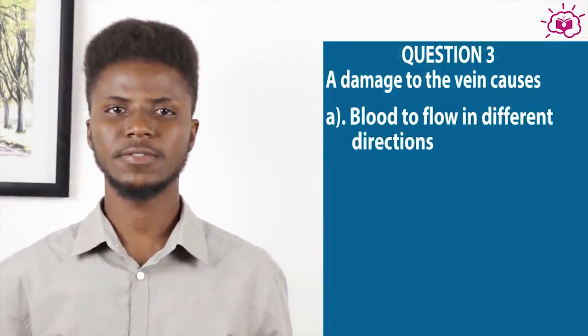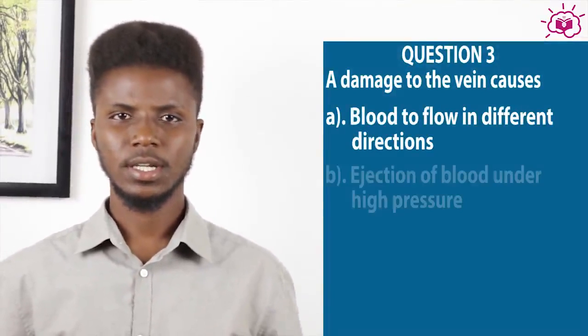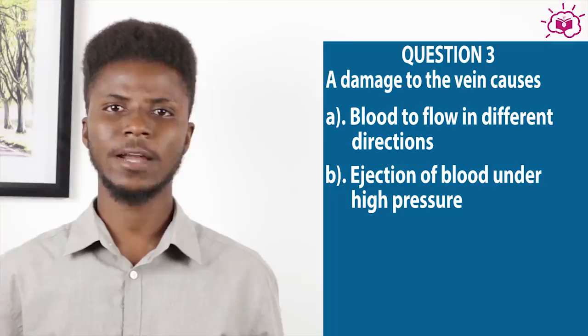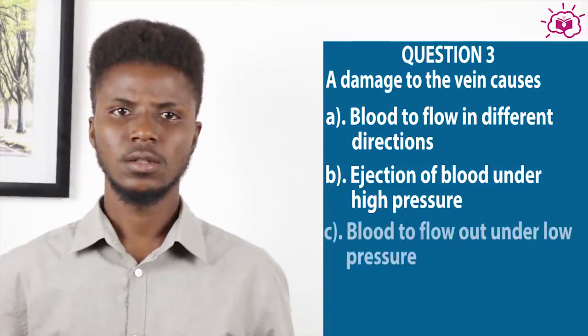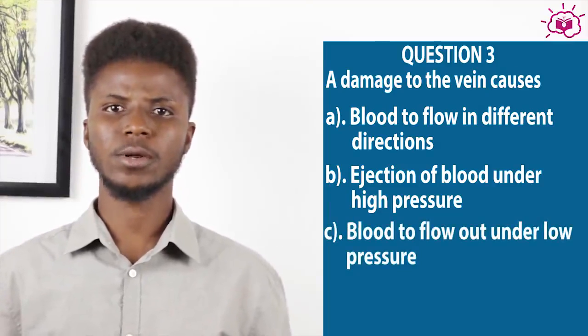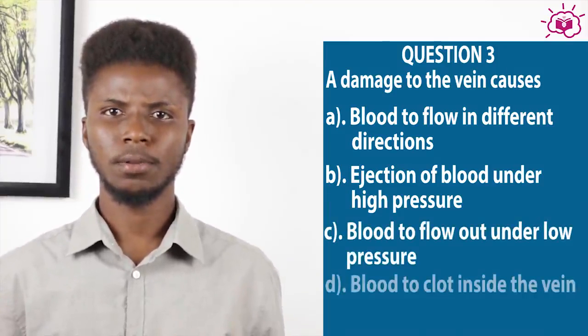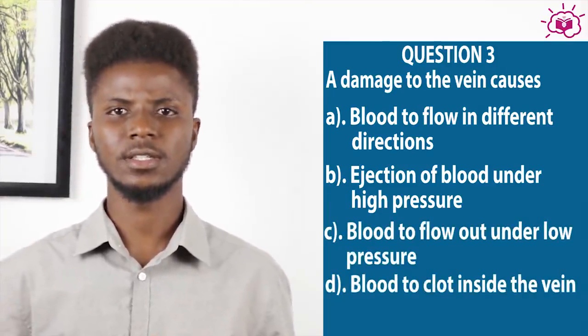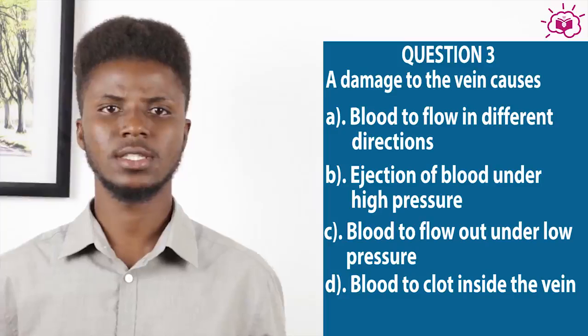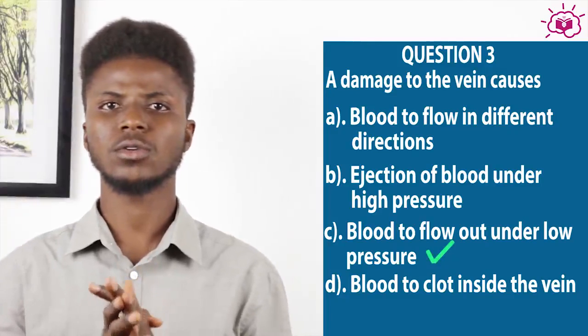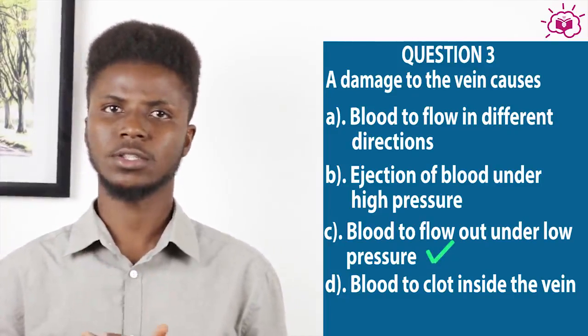The third question states, a damage to the vein causes A. Blood to flow in different directions. B. Ejection of blood under high pressure. C. Blood to flow out under low pressure. And D. Blood to clot inside the vein. Now the right option is C. Blood to flow out under low pressure.